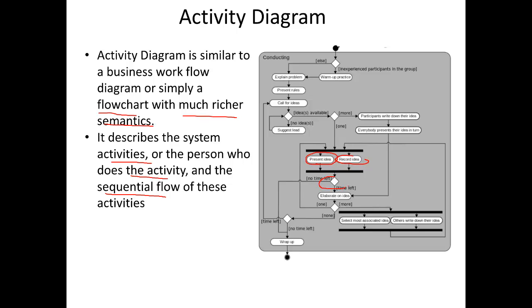Then we go to the next. There is some option here. If some condition is satisfied, we have time left, then do elaborate on ideas. If not, we just go here. Okay? Then the last step is wrap up the activity. So this in fact is a flow chart of activities. Definitely, about this kind of symbols and arrows, you need to go to a tutorial to learn them more.